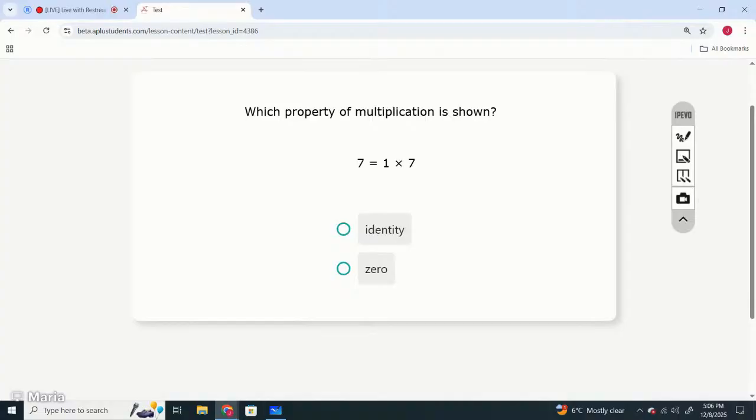Which property of multiplication is shown? 7 equals 7 times 1, which is the correct option. That is identity. Option number 1 is the correct option.